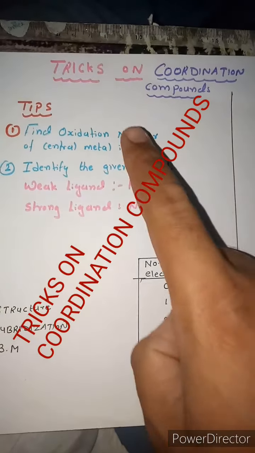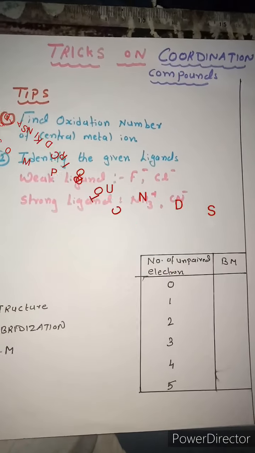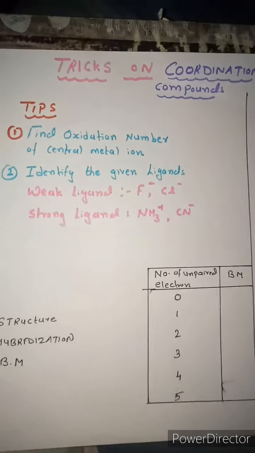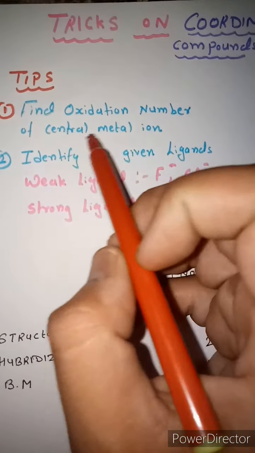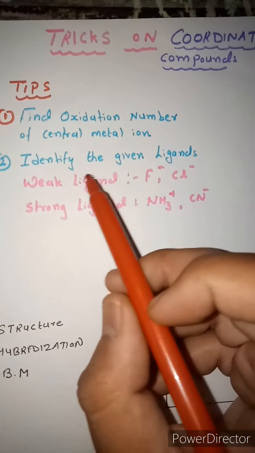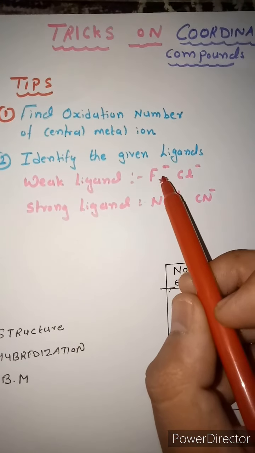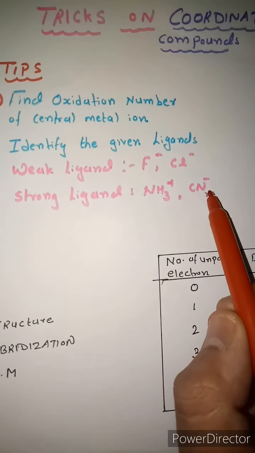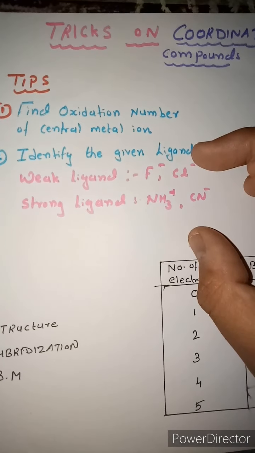Today we are going to learn some tricks on coordination compounds, how to solve coordination compounds based on VBT. Now there are some tips to be followed. Find the oxidation number of the central metal ion. Second, identify the given ligands. Ligands are of two types, weak ligands and strong ligands. The weak ligands can be F- and Cl-, whereas strong ligands are ammonia NH3 and CN-. So keep in mind that these are the weak and strong ligands.